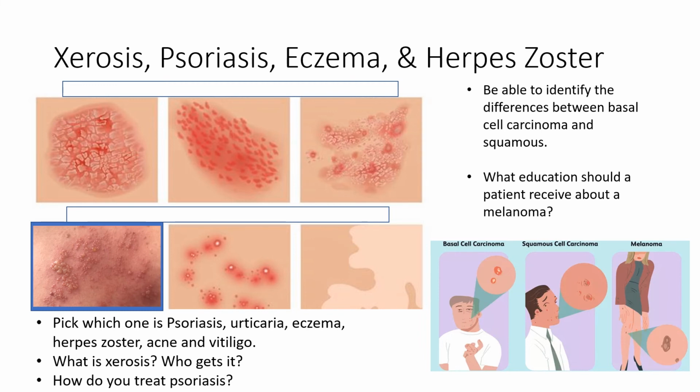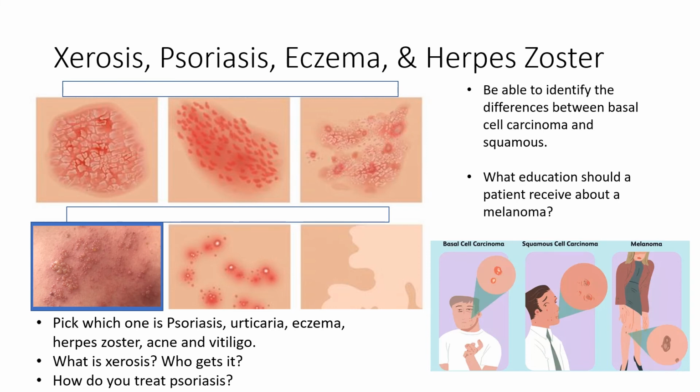Let's look at the top right. You need to be able to identify the difference between a basal cell carcinoma and a squamous cell. Your basal cell are going to have red papules. They're going to have that waxy border and a crater center, okay?